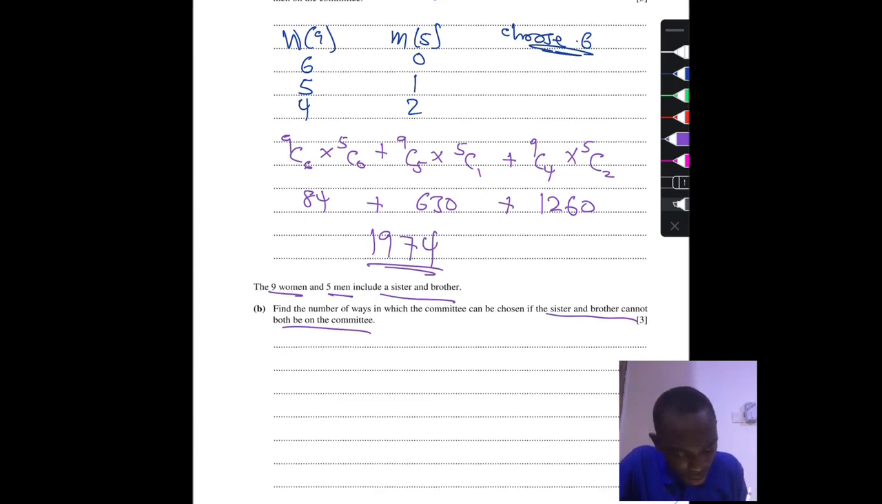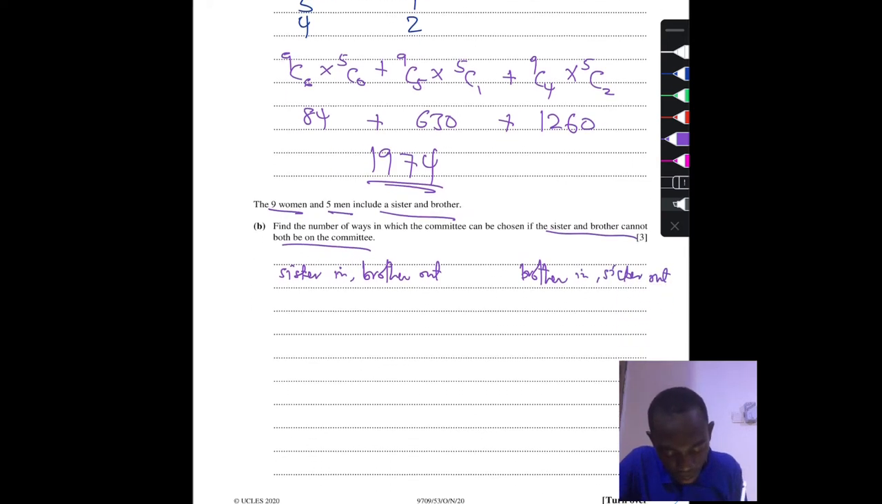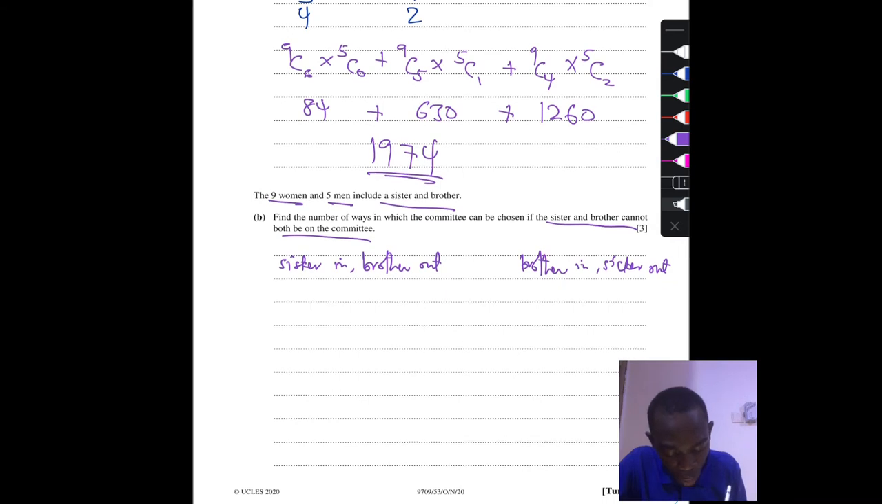Now let's start with sister in. I'll just use in and out. Sister in, brother out. Then later I'll come and do brother in, sister out. Okay, then I'll come and do maybe both out. Both out. Right, then I'll add the answers and then we are good to go. Let's give it a try.